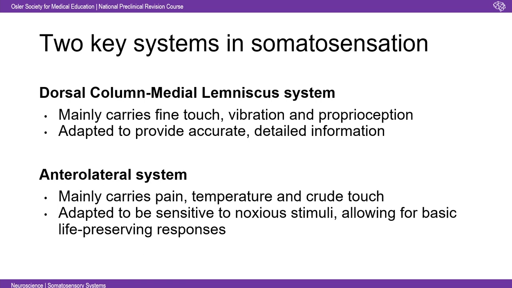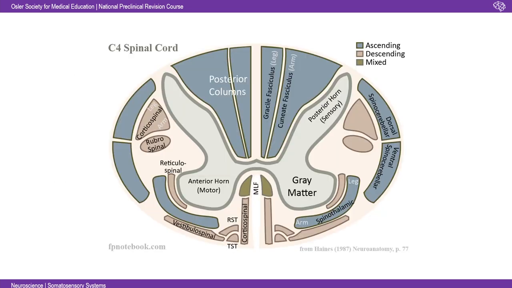Whereas the anterolateral system, which is its main comparator, instead of carrying the more fine detail, carries pain, temperature, and crude touch, which are more primitive. They're more likely to be noxious. So this system's really adapted to provide quite basic life-preserving responses, but less detail as to where exactly they're coming from.